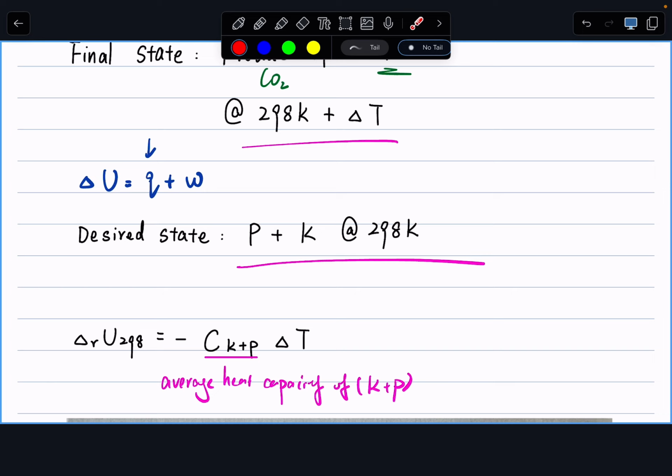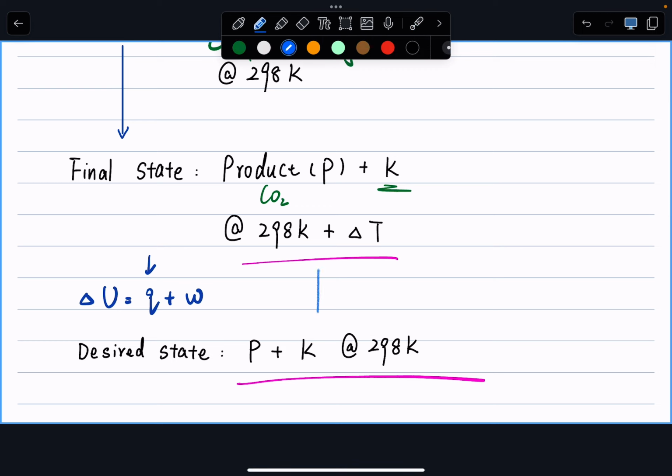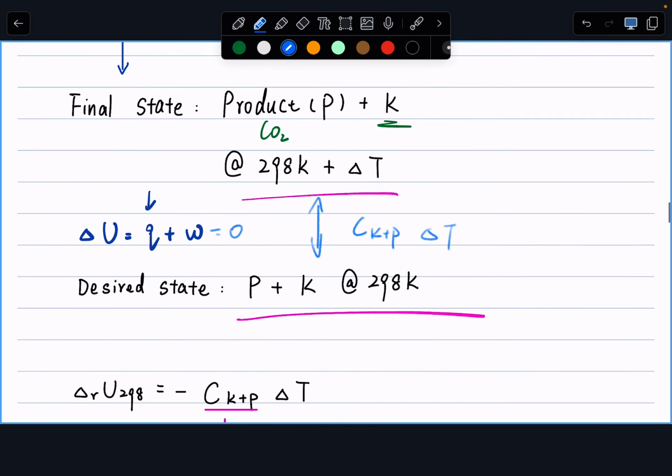Yeah. Why is there a negative sign? So this is from here. If you think about these processes, we're talking about a change of C, K plus P times delta T, right? But the overall delta U equals to 0. So from this initial state to my final state, if the temperature is not changing, we're talking about that process equals to 0. So this difference becomes the negative of what we want.